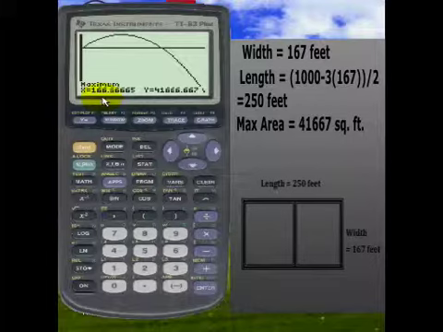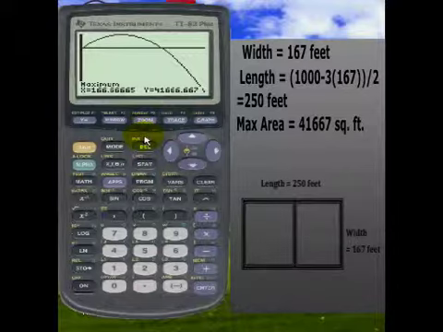So, if we have 3 widths at 167, what's the length going to be? Well, the length will be 1,000 minus 3 times 167, approximately. And then you have to divide that by 2 because you have 2 lengths. And that leaves that each length is going to be about 250 feet. So you're going to have a pen that's 250 by 167 with a little fence also down the middle to divide off the 2 dogs.